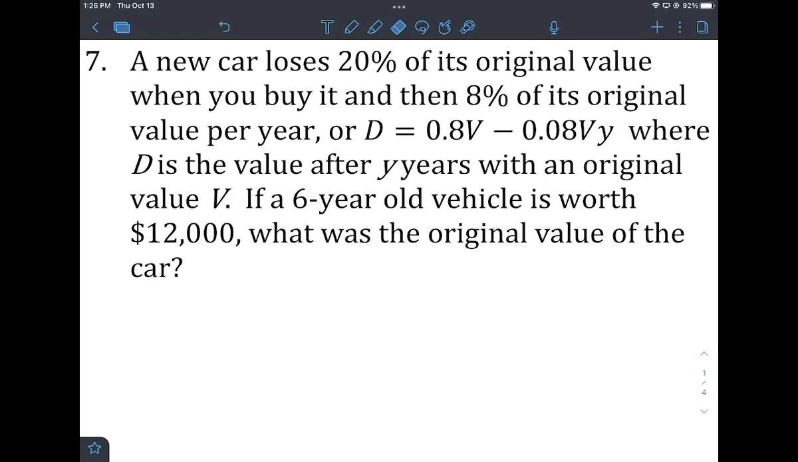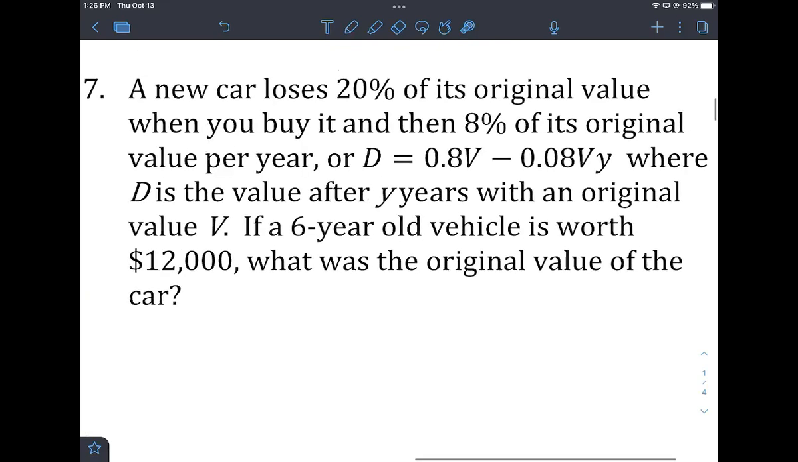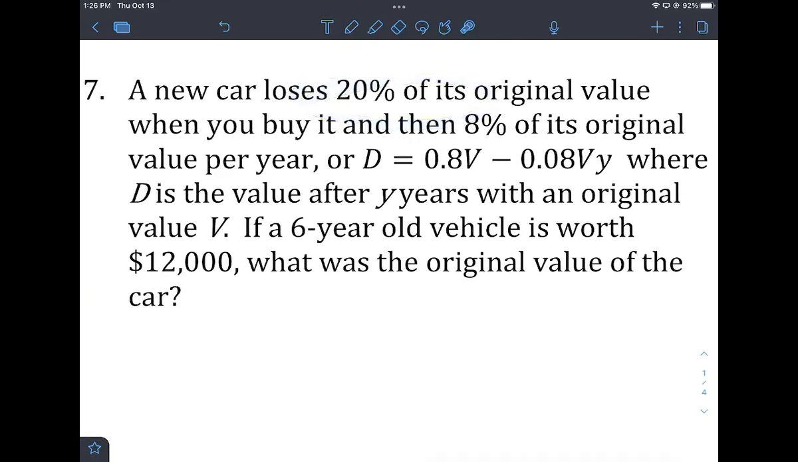So, V for depreciation equals 0.8 V. The capital V stands for the original value of the car. It said that it loses 20% of its value, which means 80% of its value is still there, correct? That's where the 0.8 or 80% of its value is coming from. Then it says 0.08 VY. That means it loses an additional 8% of its original value each year. 8%, of course, being 0.08, which they have written for us.